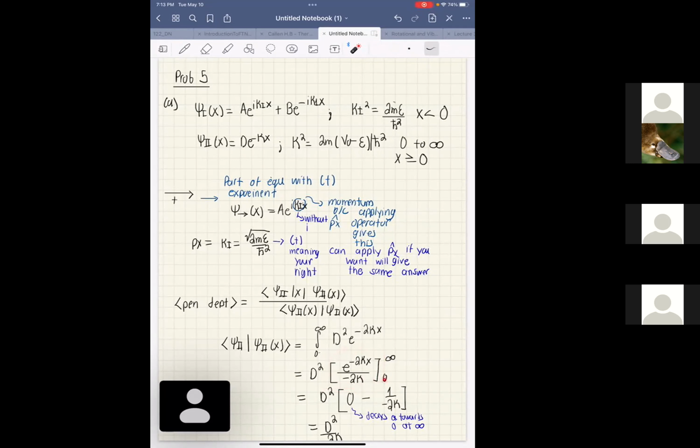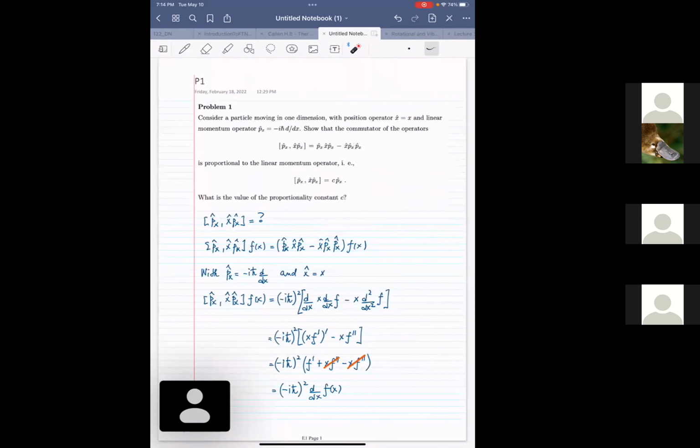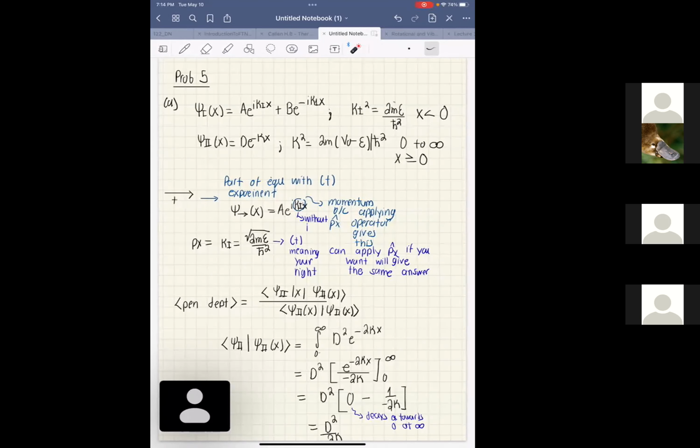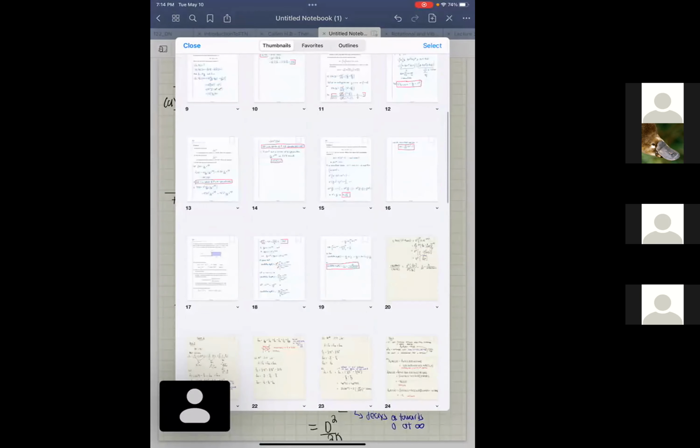So when you do 0 to infinity, because if you apply infinity to the negative exponent, negative infinity will always go towards 0. So that means that this term will equal 0. And then you do 0, so it's going to be negative 1 over negative 2k. So 0 minus negative 1 over 2k times that D squared, which we put as a constant on the side of the integral. We're going to get D squared over 2k. And skip ahead to this.